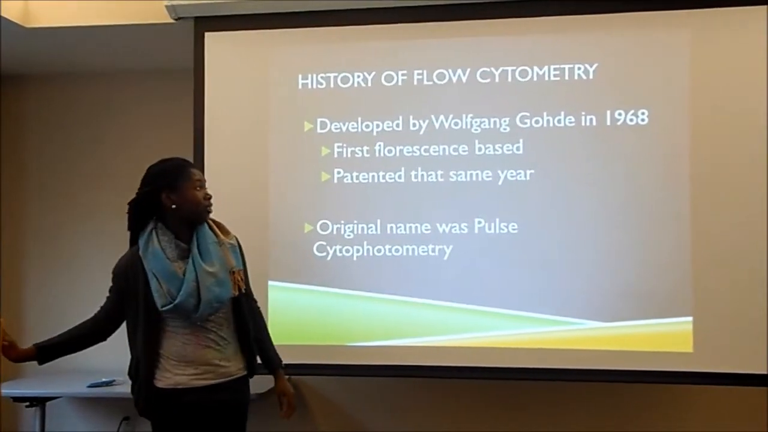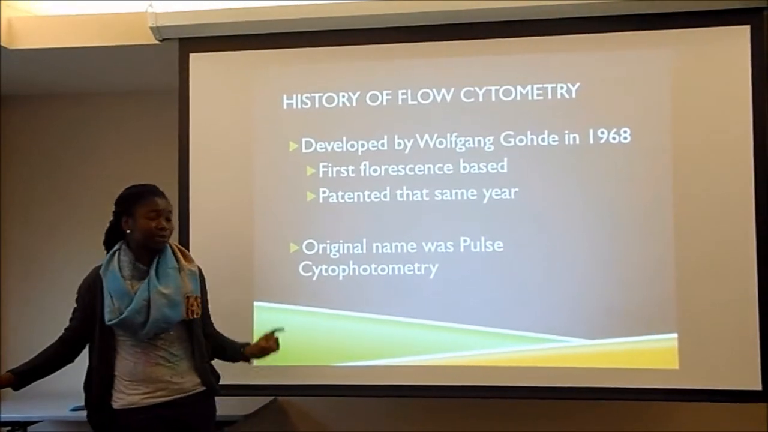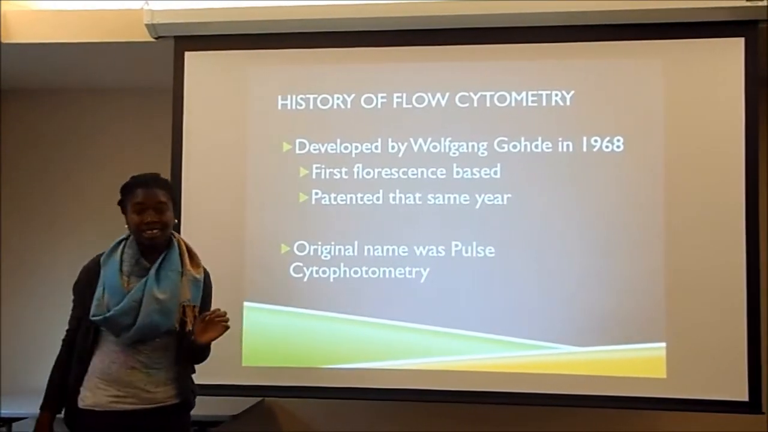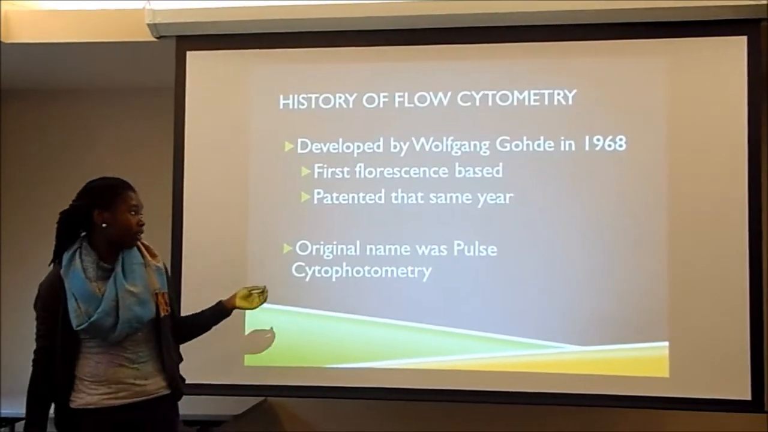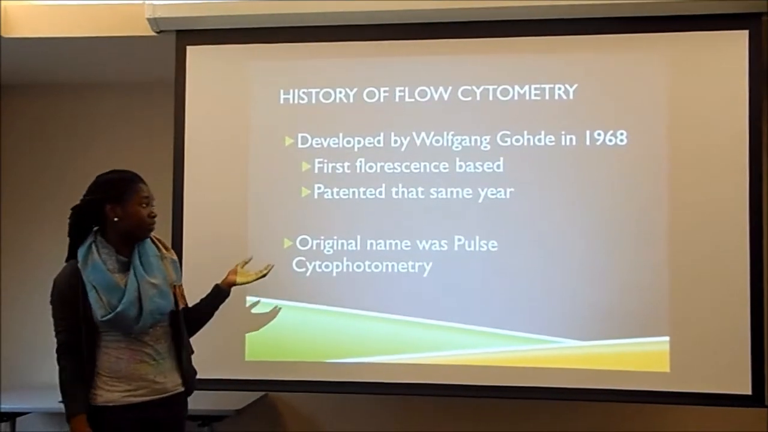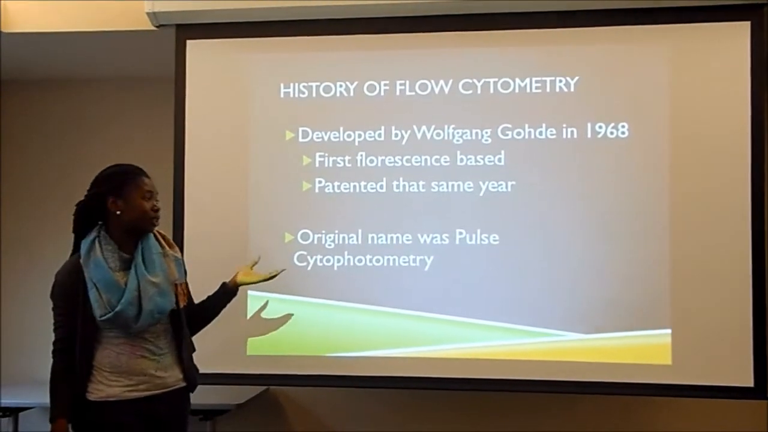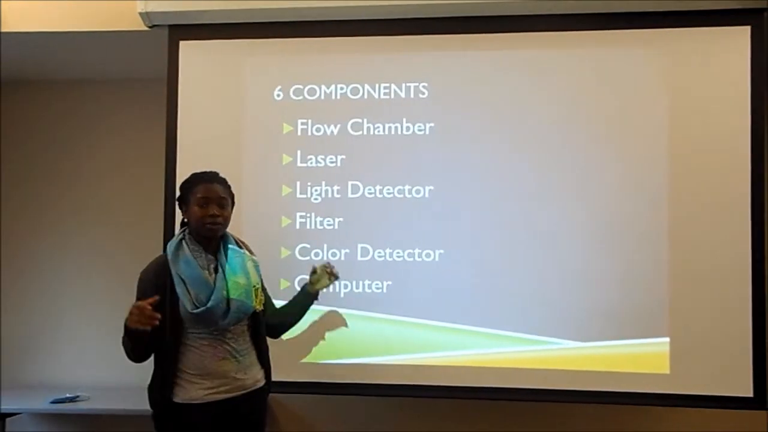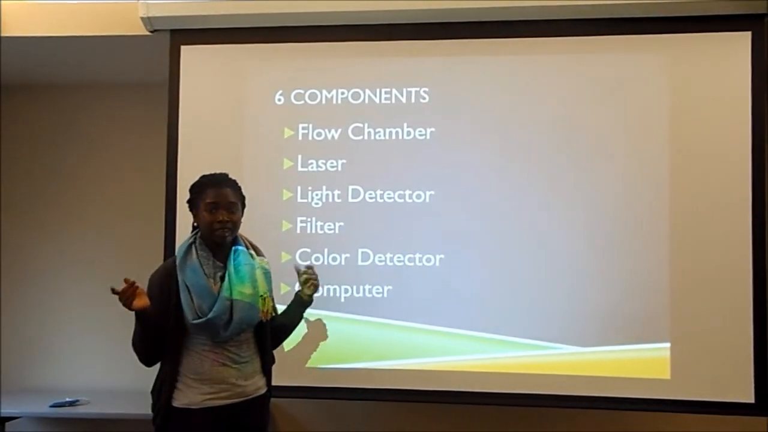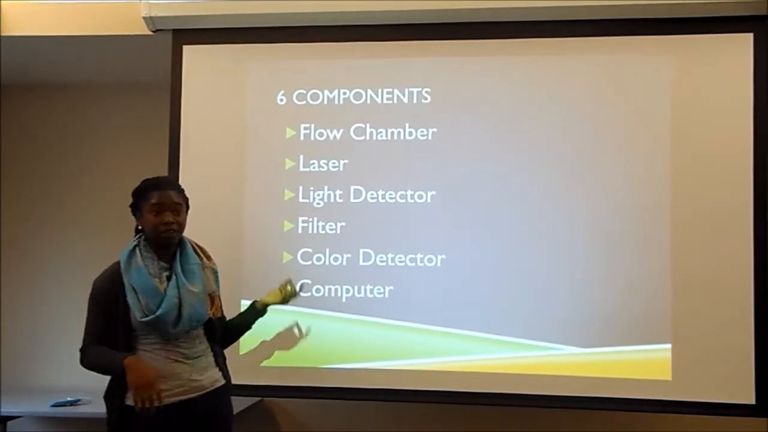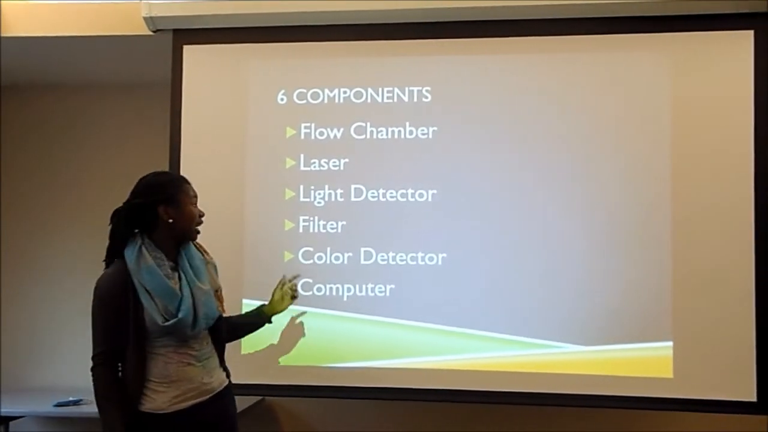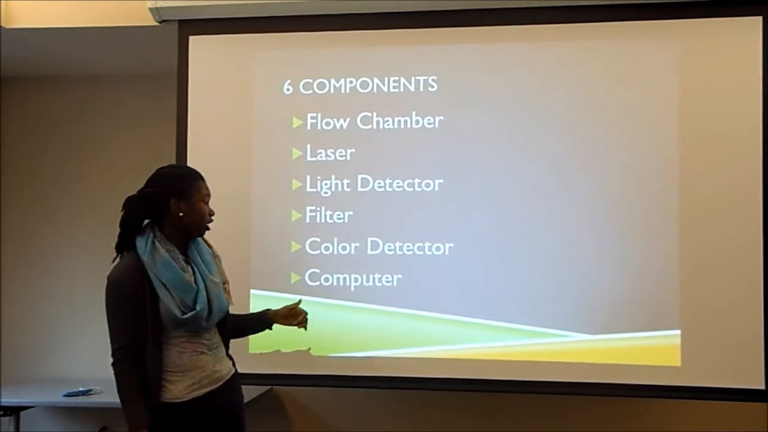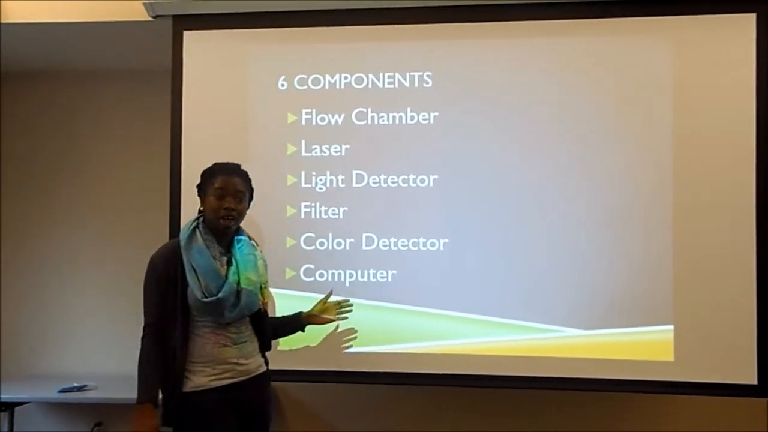So the history of flow cytometry is that it was developed in 1968 by Wolfgang Gaud, and that was the very first fluorescence-based cytometry, and that was also the same year that it was patented. So basically there are 6 components of the flow cytometer. There's the flow chamber, there's the laser, there's the light detector, the filter, the computer, and lastly the color detector.